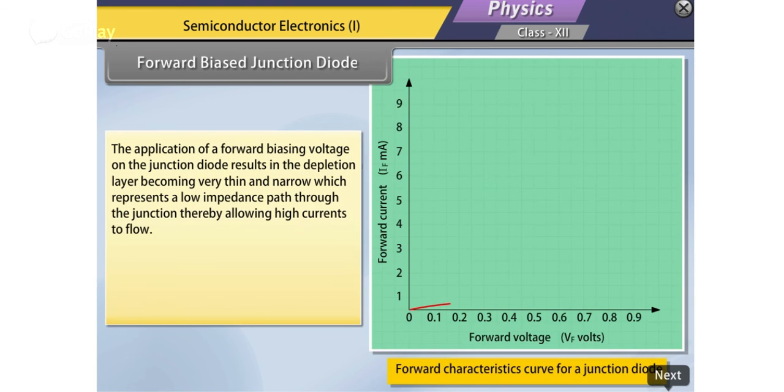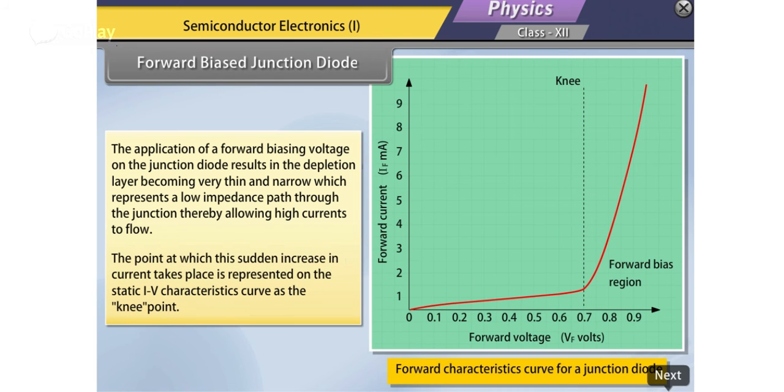The application of a forward biasing voltage on the junction diode results in the depletion layer becoming very thin and narrow, which represents a low impedance path through the junction, thereby allowing high currents to flow. The point at which this sudden increase in current takes place is represented on the static IV characteristics curve as the knee point.